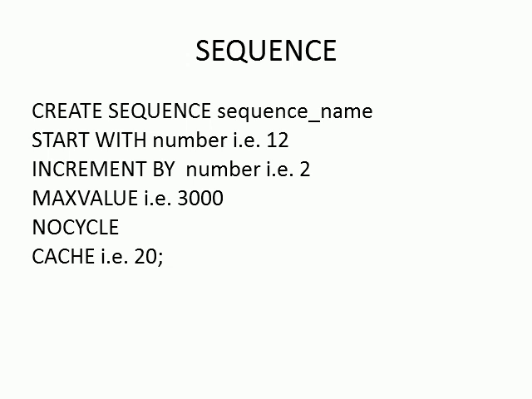No cycle means that the sequence will not cycle when it reaches the maximum value. If we had cycle, when the sequence reached maximum, the sequence would have started over again at the minimum value of the sequence. Cache means that Oracle will predetermine the next values of the given sequence.